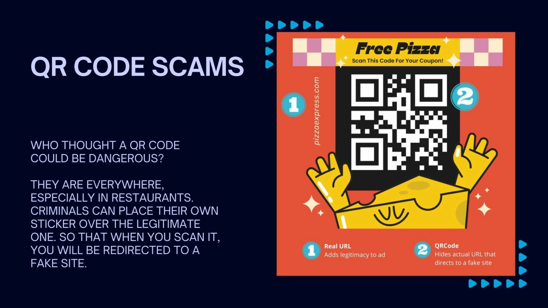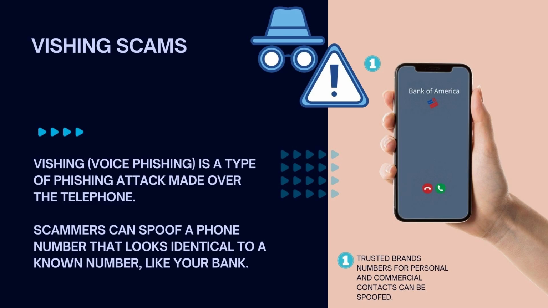Scammers may cover an official QR code with a fake one on a parking meter, menus, or even magazines. Scammers may send a QR code via email or text message, pretending to be a delivery company. They can also deliver malware that compromises your personal information. Now the next scam is vishing. Vishing, short for voice phishing, is a phone-based cyber attack where the scammer exploits the phone as a tool for their attack.